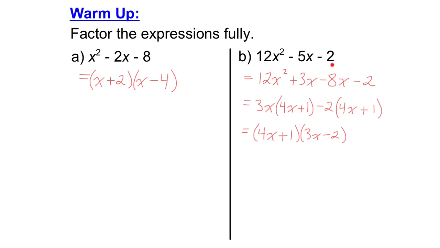The next one, I don't have any common factors, so this is a complex trinomial. 12 times -2 is -24. So I need two numbers that multiply to -24 and add to -5. Well, that's +3 and -8. I decompose the middle term. Then I factor by grouping. 4x plus 1 is now a common factor, and I'm left with 3x minus 2.